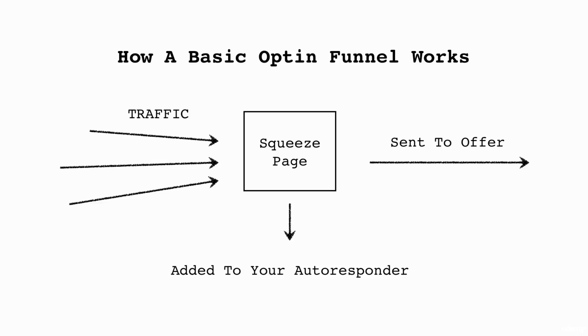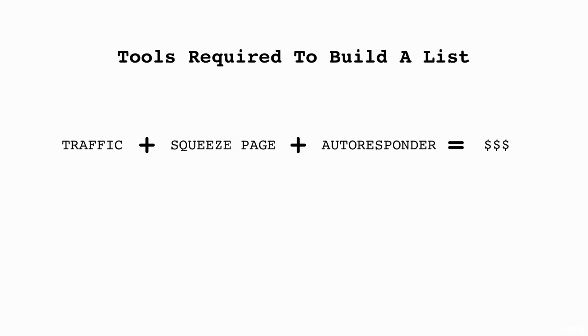So the only thing that you really need is traffic, a squeeze page or some sort of way to create a squeeze page or landing page, an autoresponder so that you can capture that lead or email address, and then an offer to send to that user once they've opted in. So you can send that to an offer of your own that you created, or you can send that to an affiliate offer where you'll earn an affiliate commission off someone else's product that they've already put the time in to create. So here are the tools required to build an email list. Basically just traffic plus squeeze page plus autoresponder equals money.